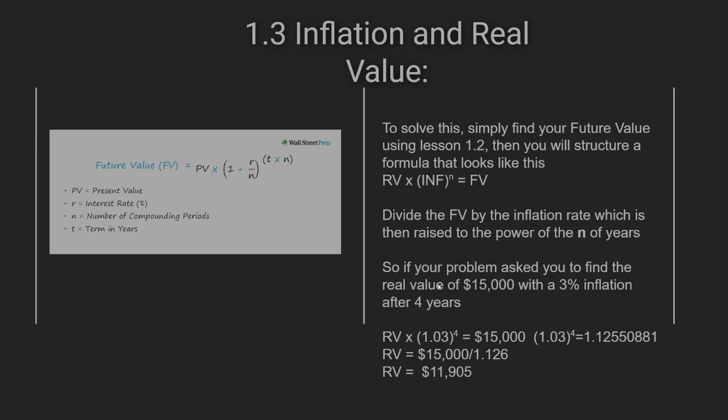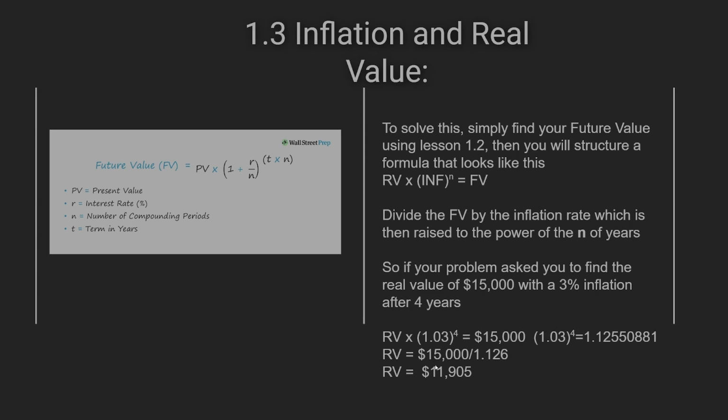And just to exemplify this so you can understand better, if you were asked to find the real value of 15,000 with a 3% inflation rate after 4 years, this is how you would solve it. It would be real value times 1.03, which is the same as 3% inflation, to the power of 4, equal to 15,000. Then here it just shows what 1.03 to the power 4 is.